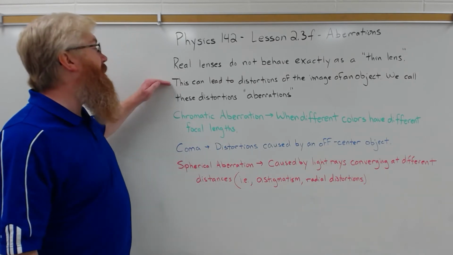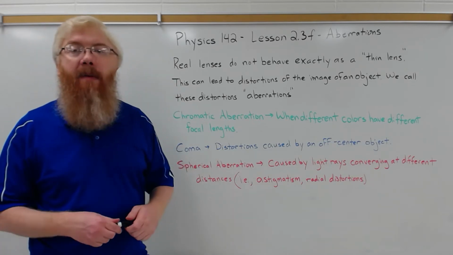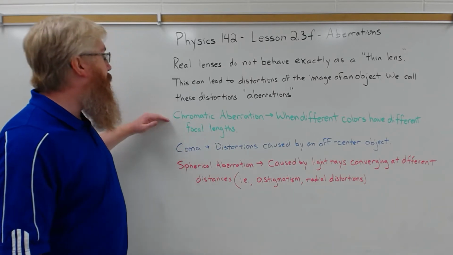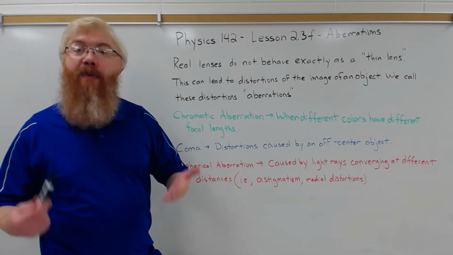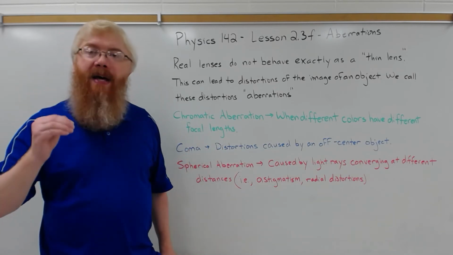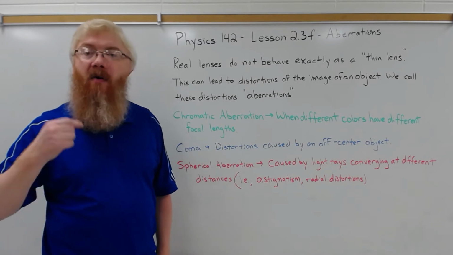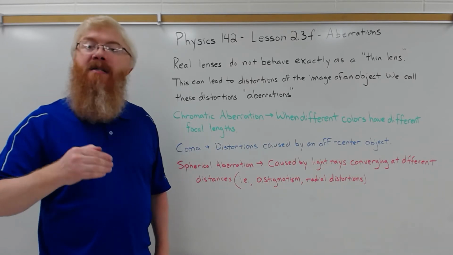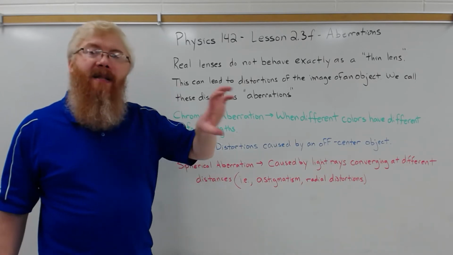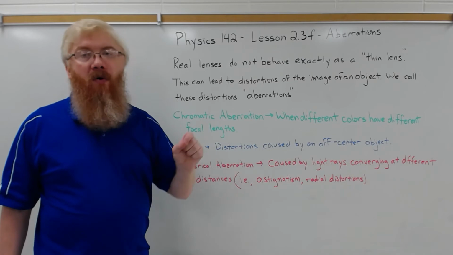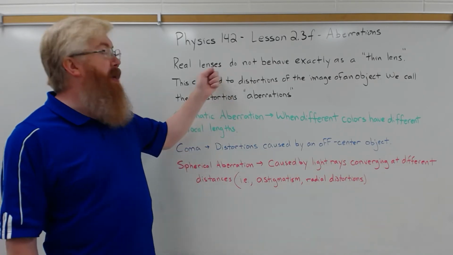Since real lenses don't behave exactly like a thin lens, you can get some optical distortions in the image. We call these distortions aberrations, and we have different names for them depending on the type of distortion. So chromatic aberration is actually a color distortion. If you recall, because of dispersion, different wavelengths of light bend differently in glass because they have different indices of refraction. Blue light bends more than red light. So if you create a lens and have white light shining through it, the blue focal point is slightly different than the red focal point for a real lens.